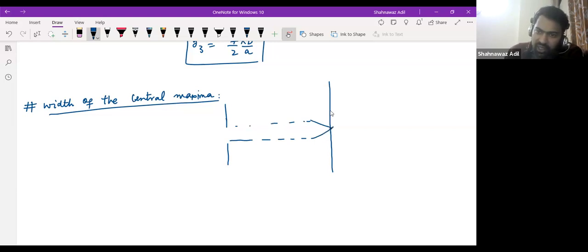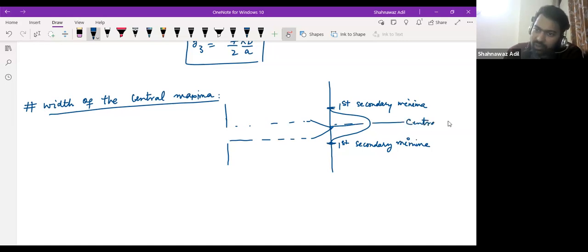And then this point is the first secondary minima. This is also the first secondary minima. This is the central one, the central maxima. And after that, there would be the first secondary minima, right, guys? So the width would be this thing. That would be the width, guys, right?